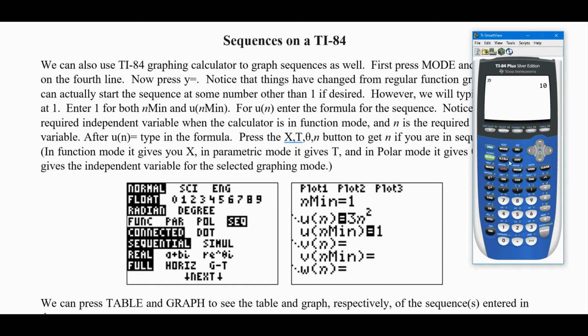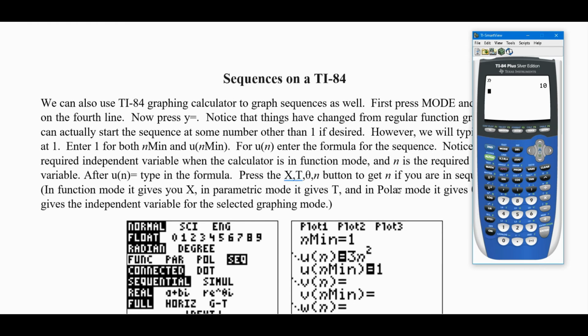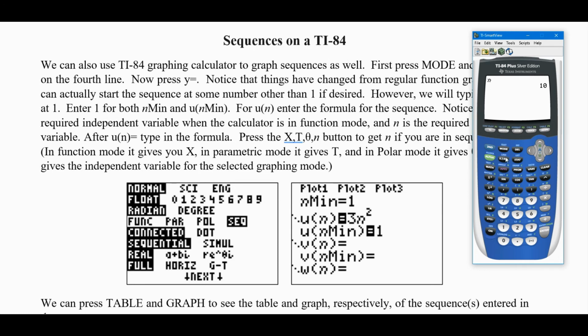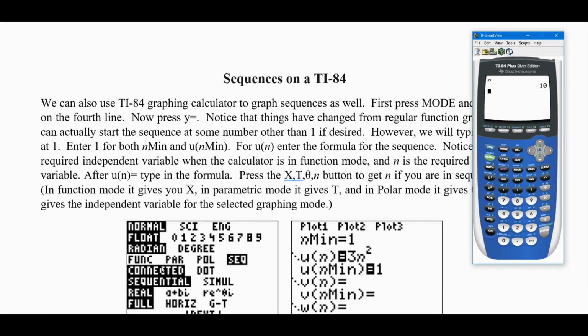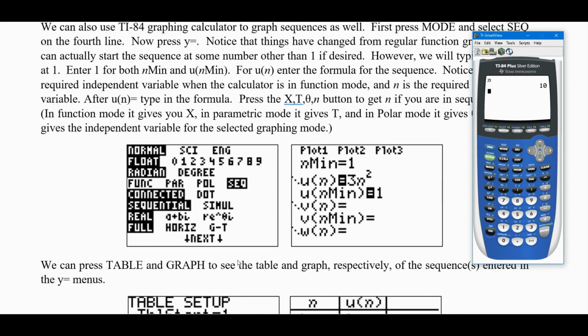You're probably used to that being x when you push that button, because that's what it is in function mode. If you're in parametric mode, that would be t when you push that button. If it's in polar mode, pushing that button will give you theta. In sequence mode, it's going to give you this little script n. Because x, t, theta, and n are the default variables for functions, parametric functions, polar functions, and sequence functions. Okay, at least on this calculator.